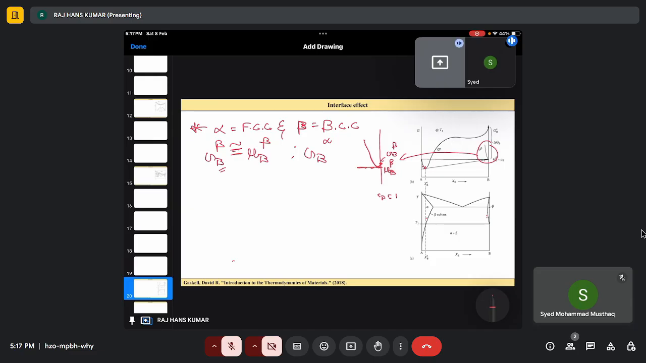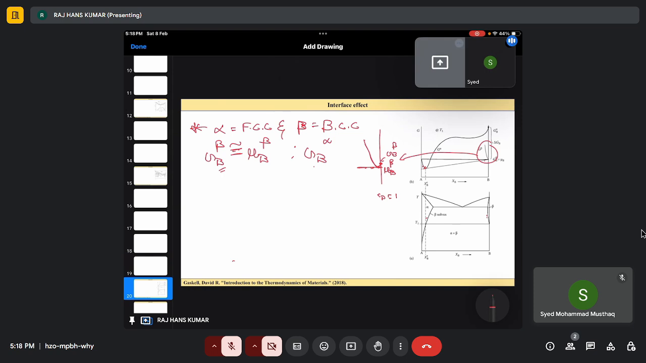It is in the BCC section. Okay, so far so good. Now what is my alpha? That means my iron is in alpha form. So it is forcefully made into alpha form, which is not possible. That's why we have higher free energy. So let's just make an assumption.